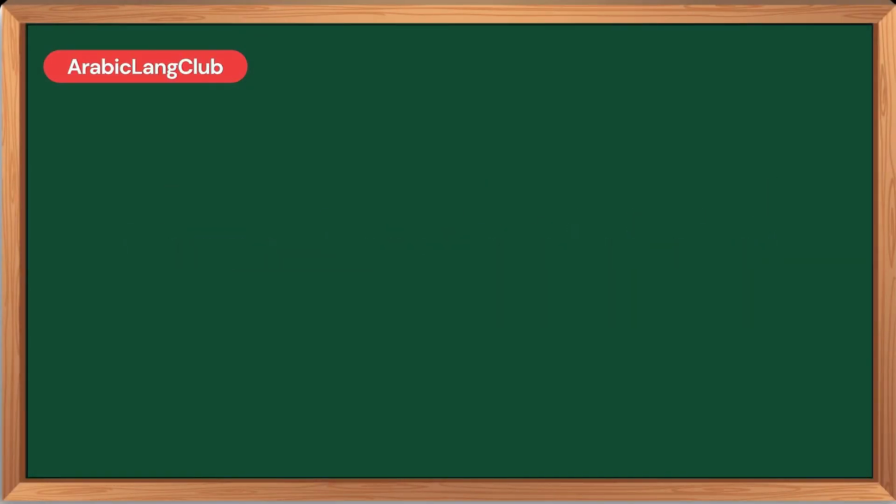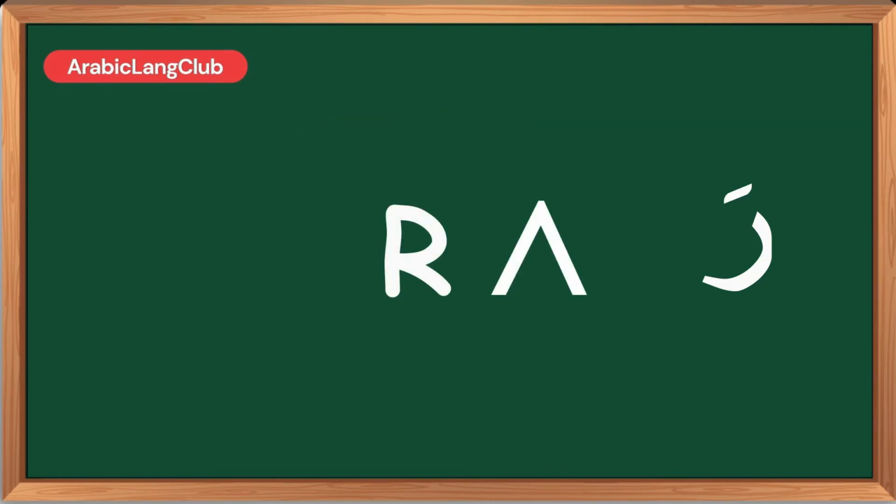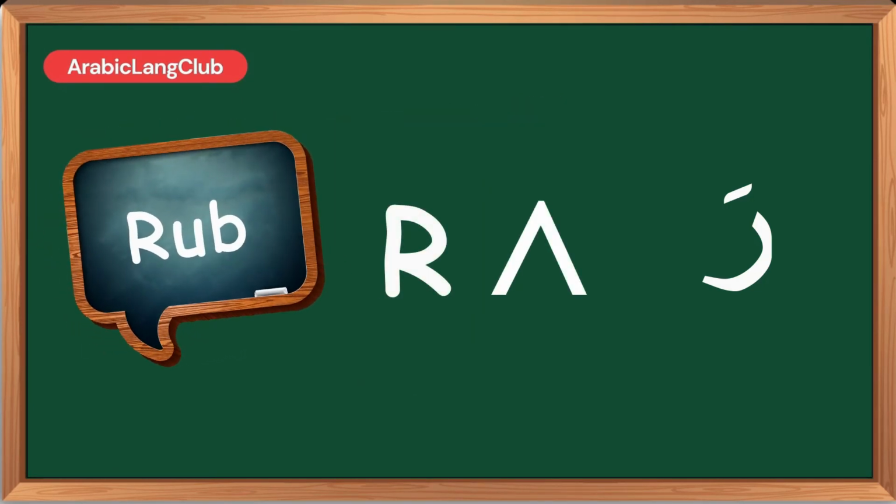The first letter is Ra. Ra, like in the word Rajul. The sound Ra in Arabic is like a rolled R. But it's not a lot of repetition, and it's not R, it's Ra.